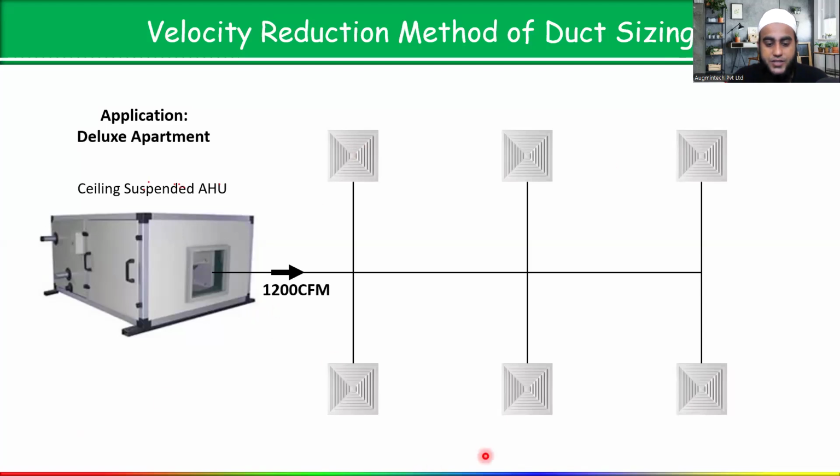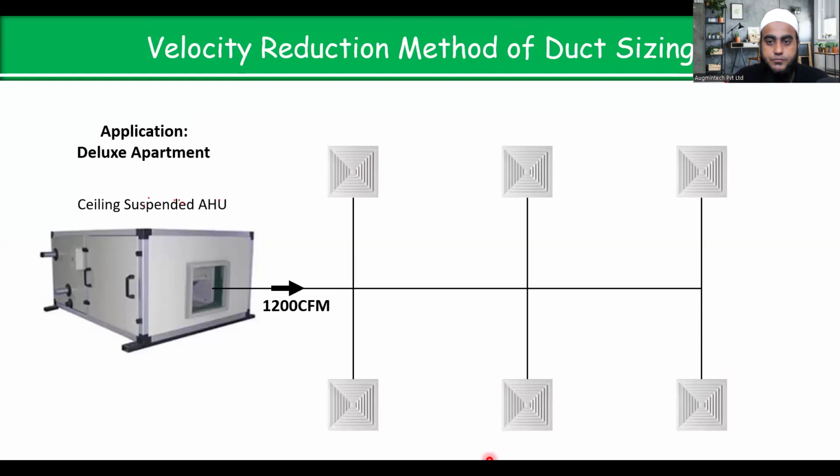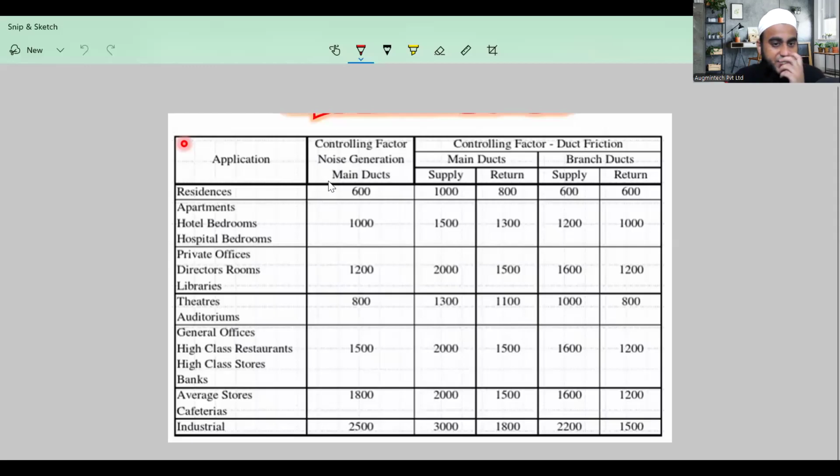Now, as you see here, this screenshot is visible to all of you? Let me know, please. This table is visible? In this table, as I told you, the deluxe apartment falls under which category? Residential. Here the apartment is given, but it is a normal apartment; we are designing a deluxe apartment. So go for residential. In residential, in the main duct for the supply air duct, if you are doing the sizing, how much maximum velocity can we maintain? 1000 FPM. The controlling factor given here is 600. Between 600 to 1000 FPM you can maintain.